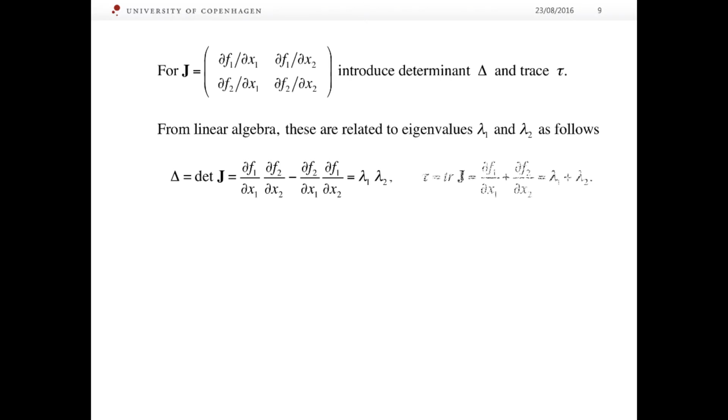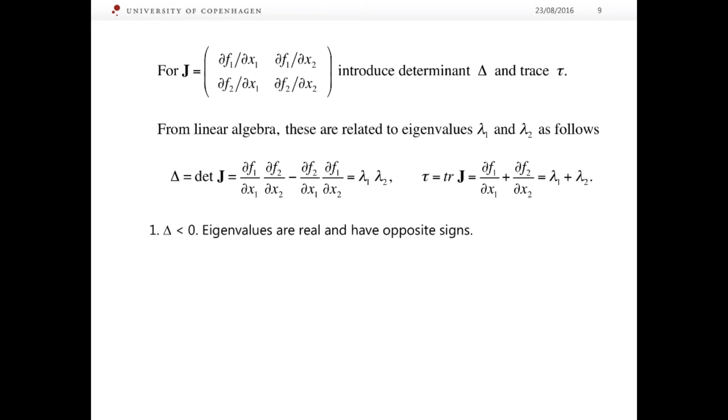Now look at the trace. The trace of the Jacobian is simply the sum of the elements on its main diagonal, namely df1 by dx1 plus df2 by dx2, and again from linear algebra we know that the trace of a matrix is equal to the sum of its eigenvalues. In what follows, we are going to consider the determinant, and we will look at various values this determinant can take and at the various possibilities for the stability of the fixed point.